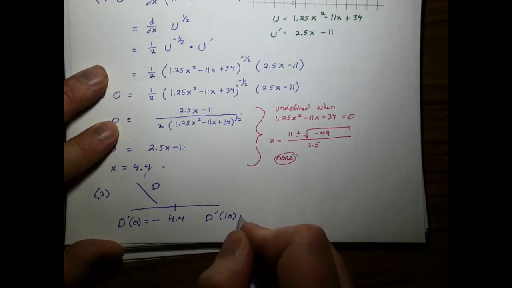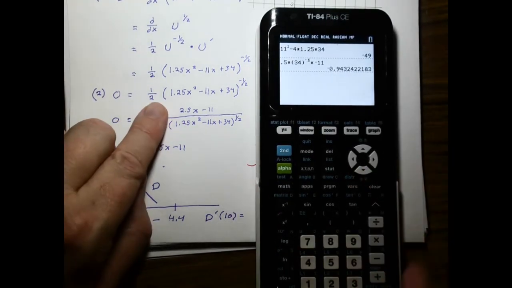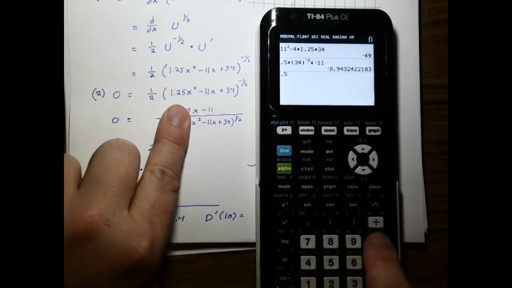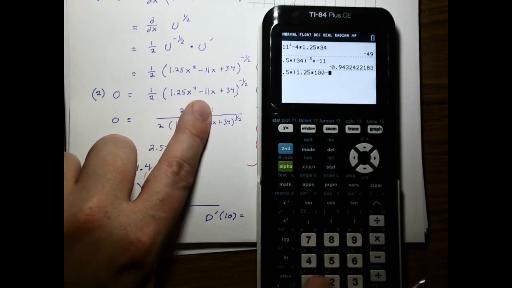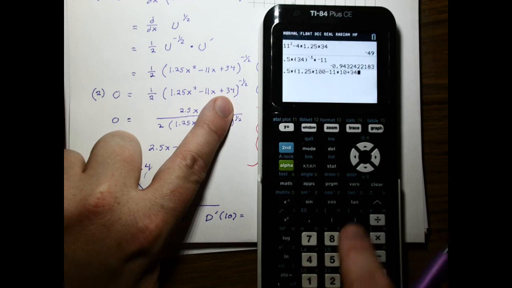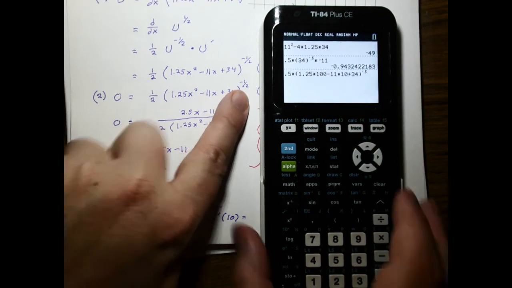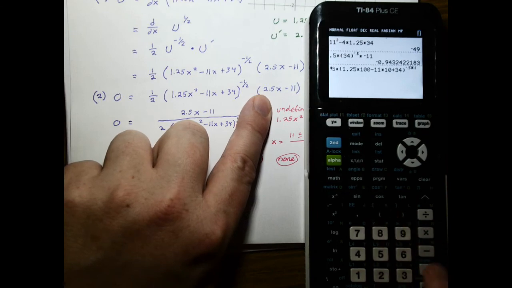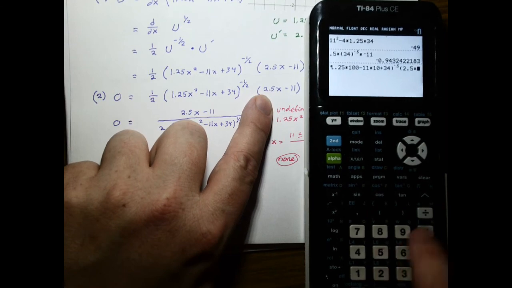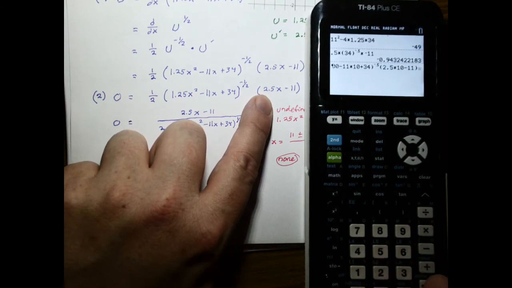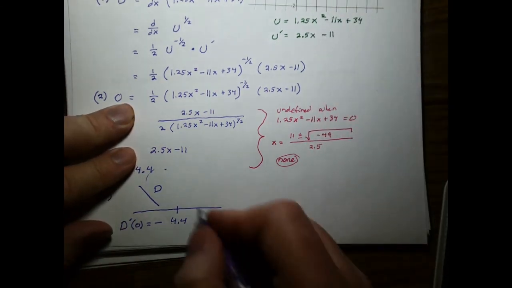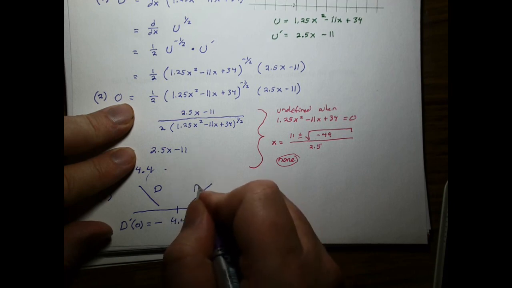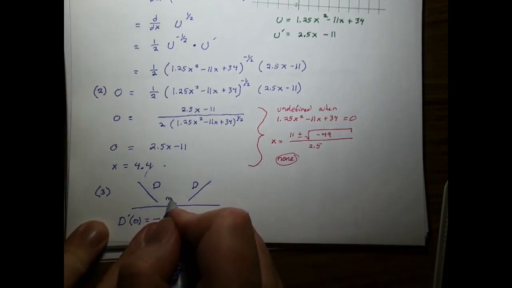And let's test 10. So this will be 1/2 times 1.25 times 100 minus 11 times 10 plus 34 raised to the negative 0.5 times 2.5 times 10 minus 11, and we get the number 1, which means the original distance function is increasing. So this is a minimum.